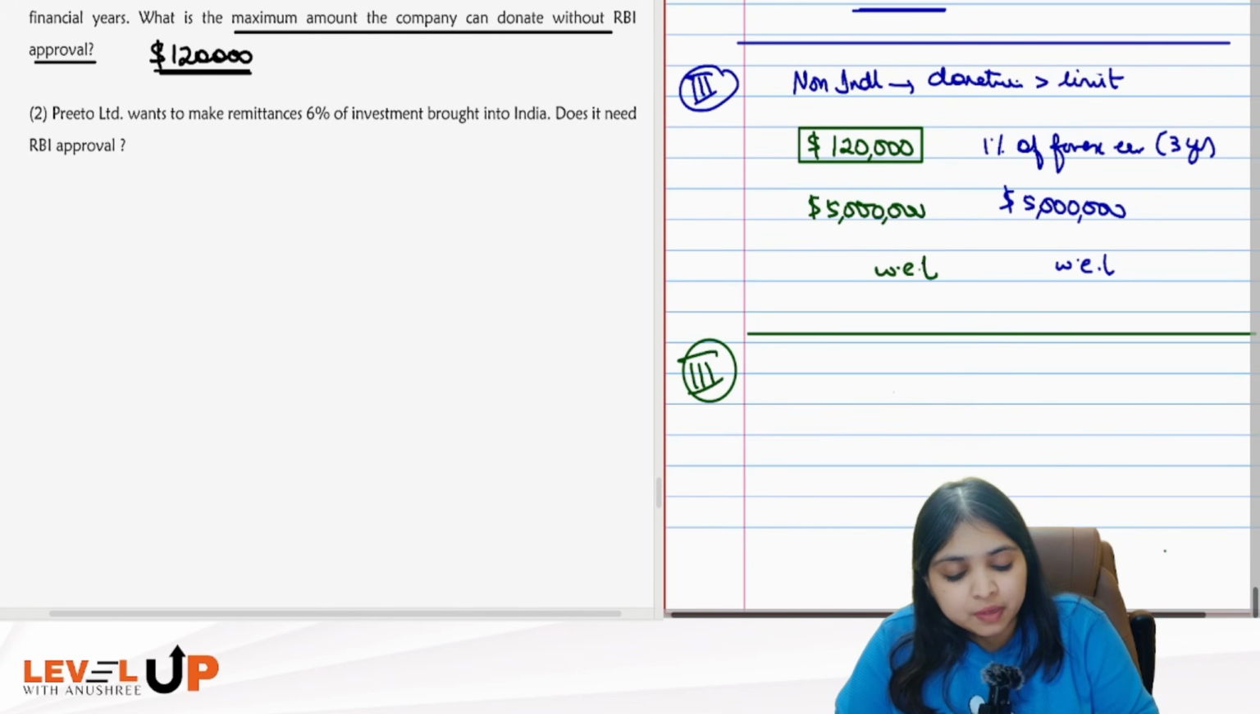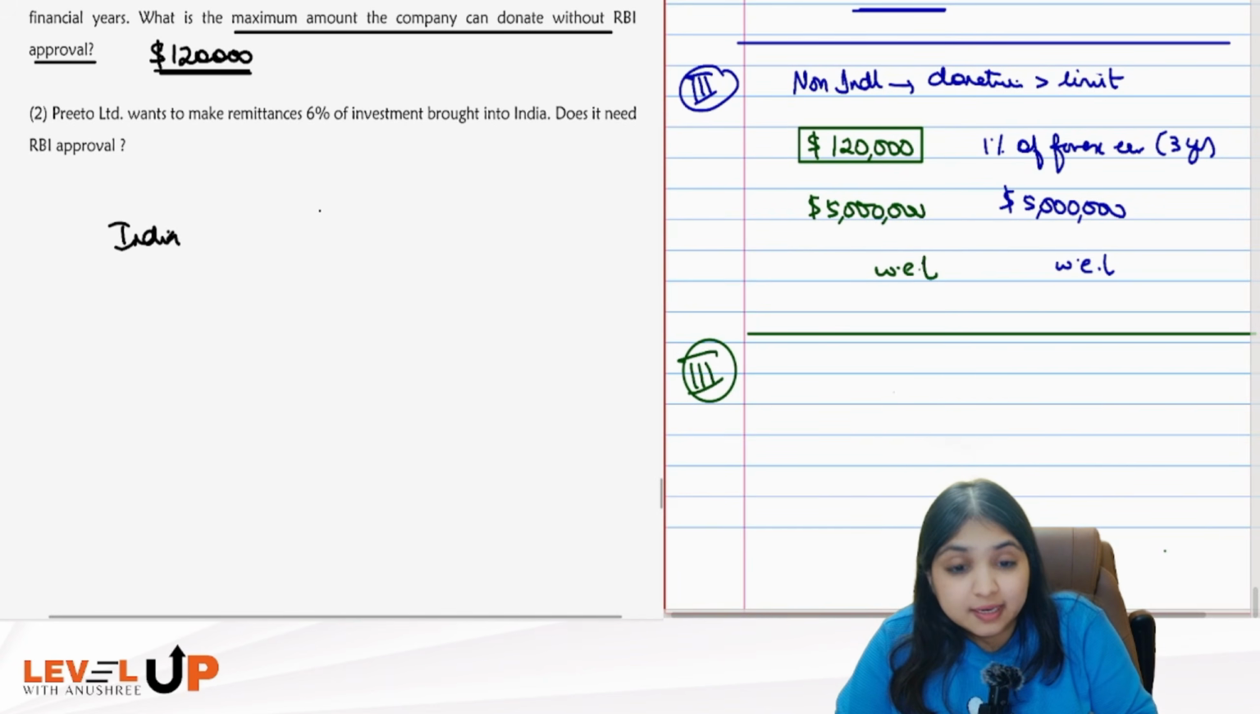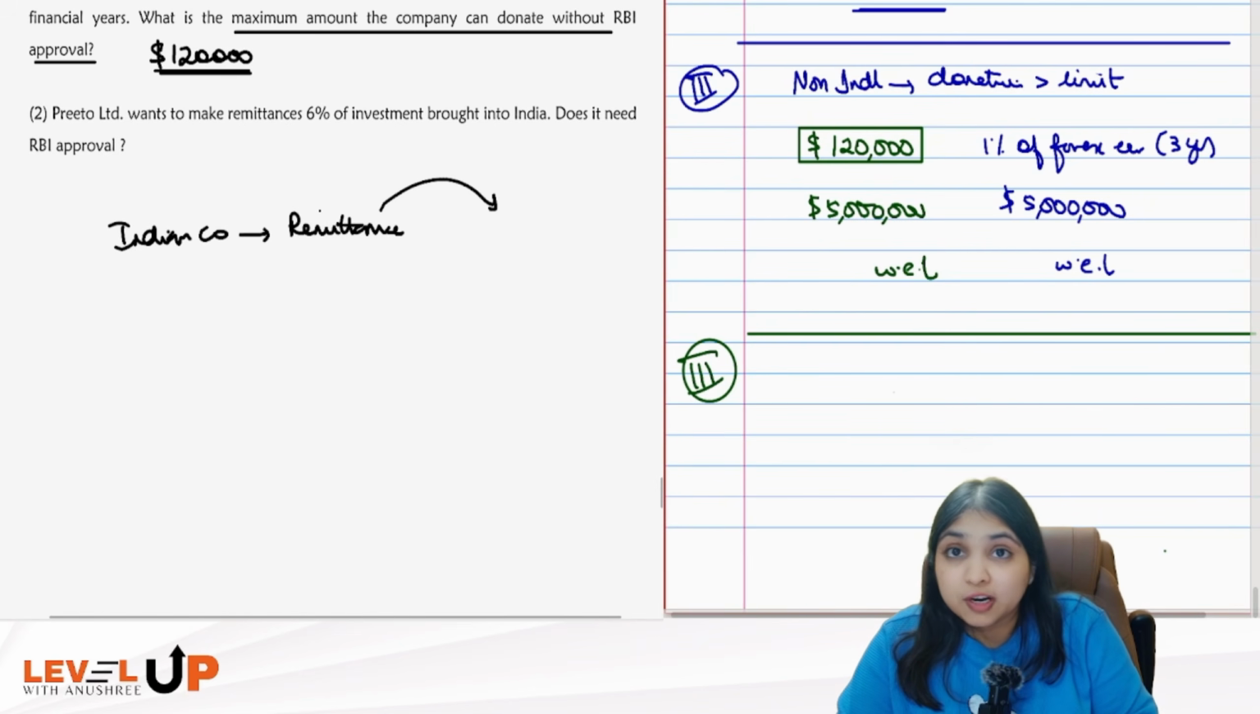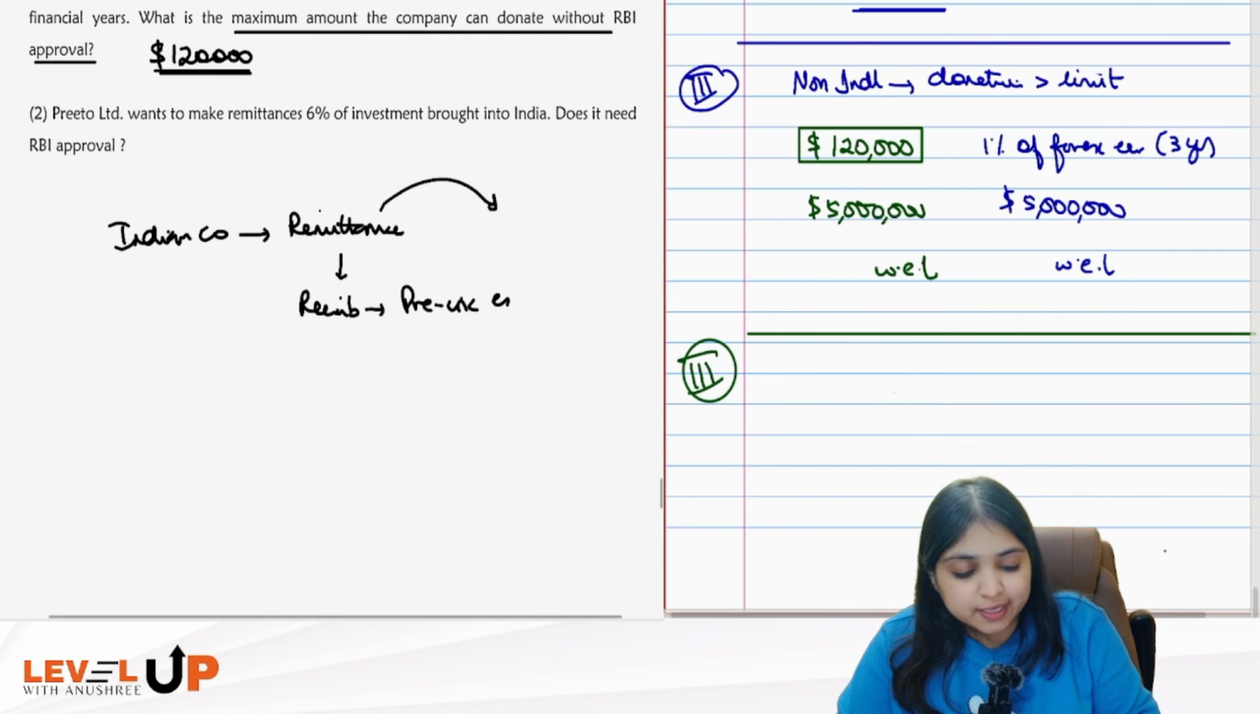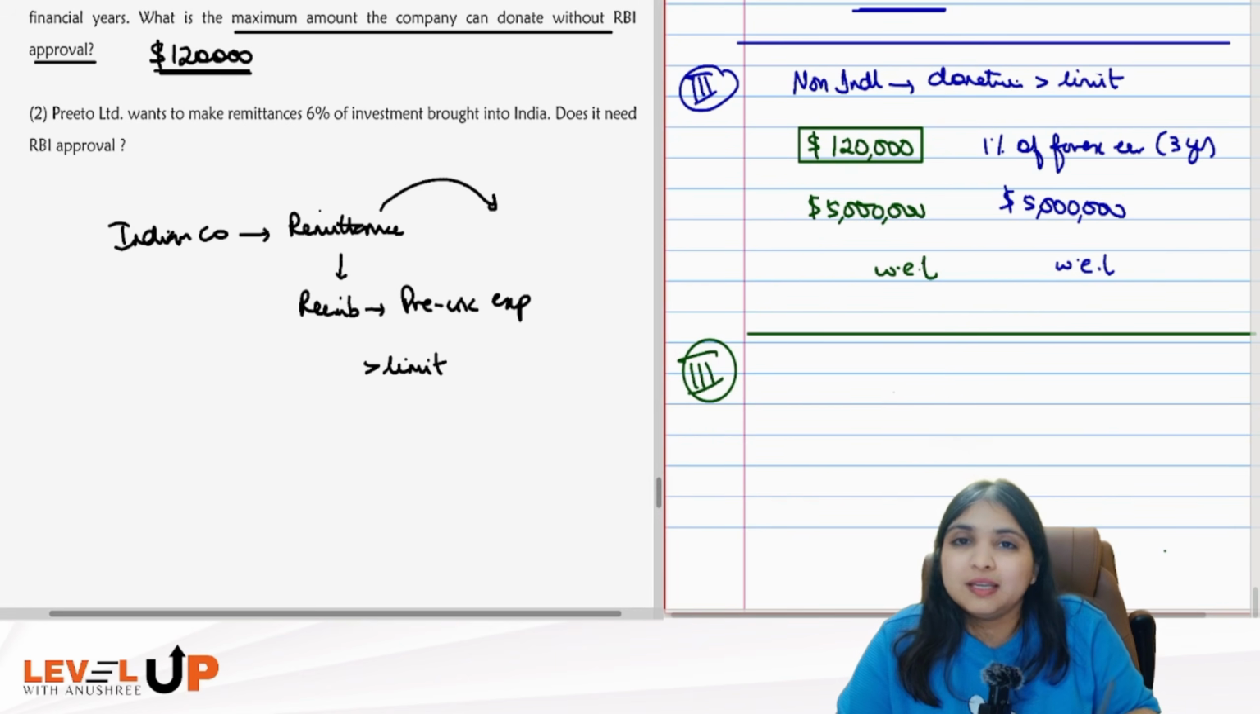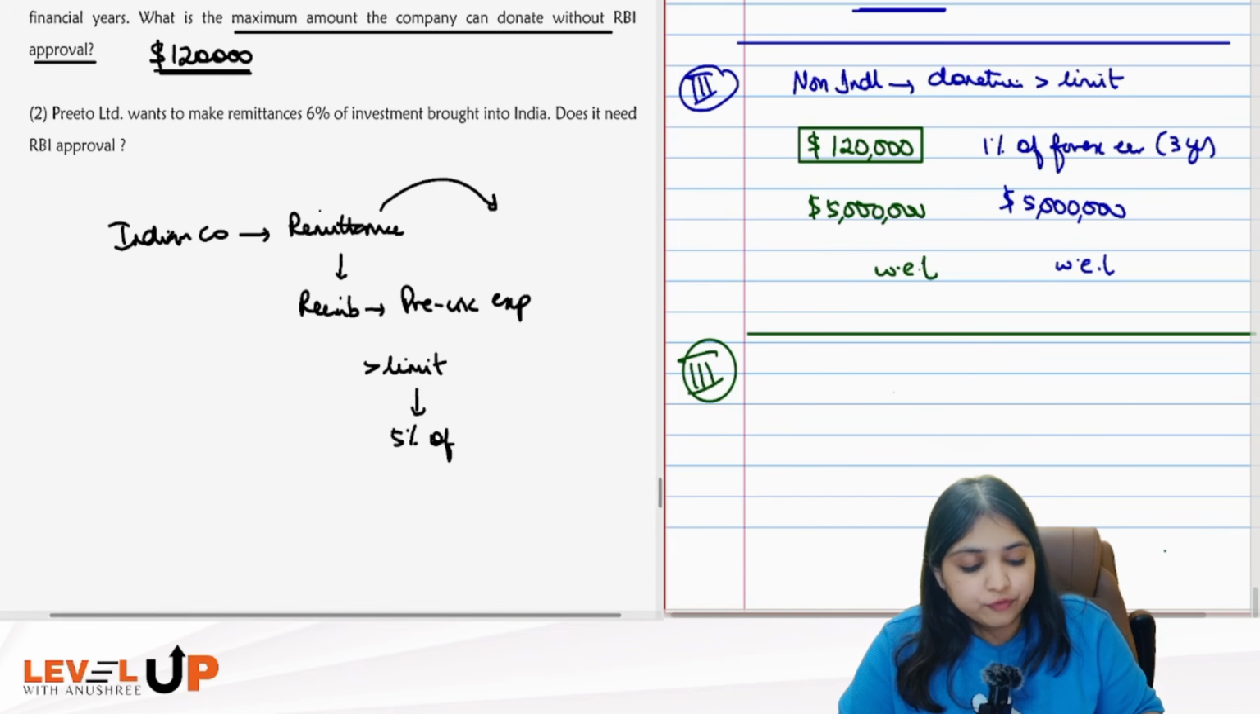It's very simple. If the company is an Indian company and it wants to make a remittance of foreign exchange, that is, send foreign exchange outside India, and this is towards reimbursement of pre-incorporation expenses, if this remittance is more than the limit, then RBI approval is required. The limit over here is 5% of the investment which is brought into India, or $100,000, whichever is higher.